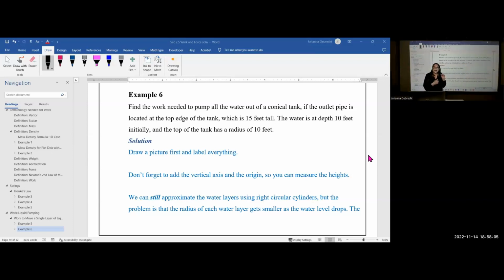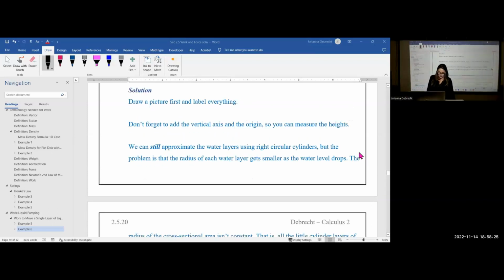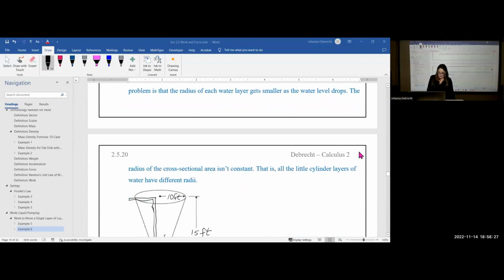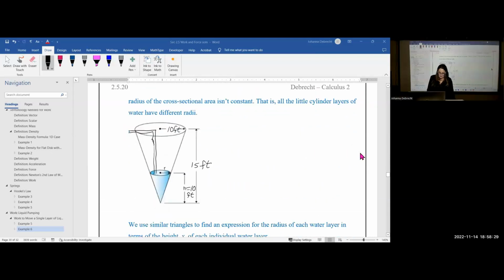So we have 10 feet of water that we need to move out. You cannot have a limit of integration above 10 because you don't have any water above 10 feet. You only have water from 0 feet up to 10 feet. So our limits of integration will go from the bottom to the top layer of water, which is at 10 feet. Now we want to draw a picture and label everything. And we're going to put in the vertical axis and the origin. And we're going to see what kind of shape our little cross sections have.